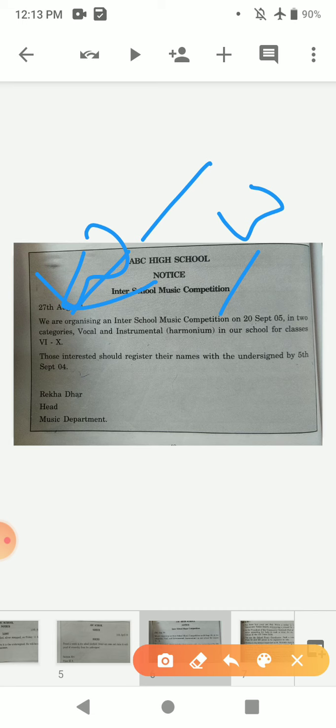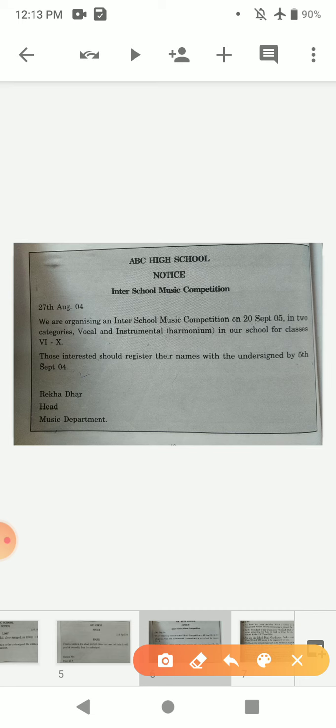to be held, and then in two categories, vocal and instrumental, in our school for classes. So the place is also mentioned there. So who, means who the notice is addressed to. This is addressed to class 6 to class 10th.